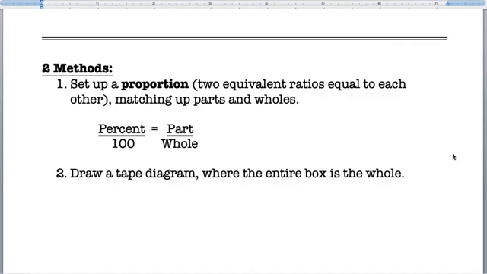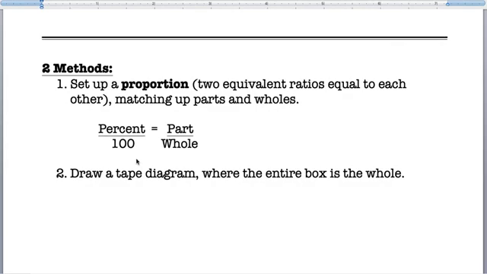What we mean by setting up a proportion is that you're setting up two equivalent ratios equal to each other, because equivalent ratios are equal to each other. Just be sure to match up parts and wholes. And when it comes to the percent part, the percent is the part and 100 is always your whole, because percents always have the denominator, or the whole, of 100. So we'll talk more about that later.